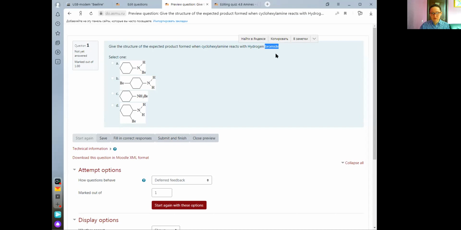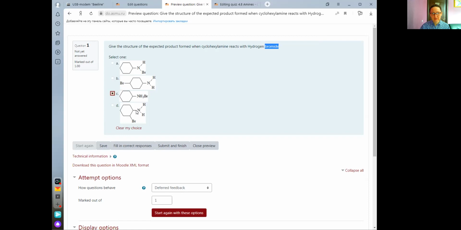Plus and minus, cation and anion, will give you salt. So among these variants, this one will be correct, because you can see ammonium NH3 here and bromine minus here attracted to it. It's salt. Please remind yourself of your knowledge about this reaction of amines with acids by reading lecture number 4.